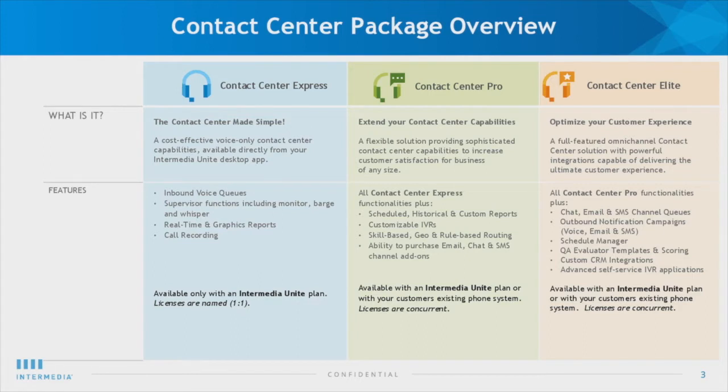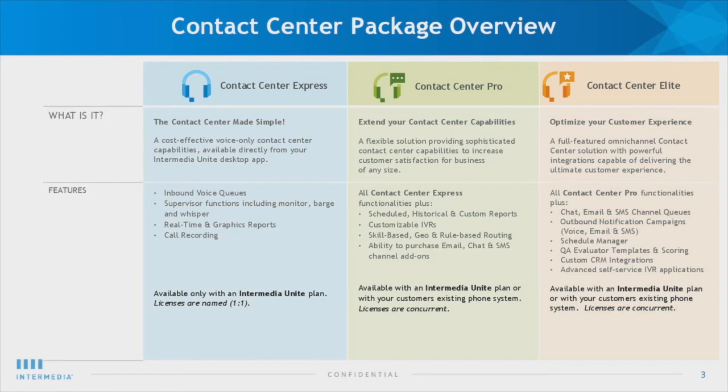High-level differentiators. Express is sold as a named agent licensing scheme. It has to be sold with your Elevate or with your Unite phone. Contact Center Pro is an over-the-top concurrent billing model, so named agents don't matter, concurrency does, but it's really voice-centric. You get all of your custom and historical reports, skill-based routing and all of those other great things, and you do have the ability to add other channels like chat, email, SMS as add-ons.